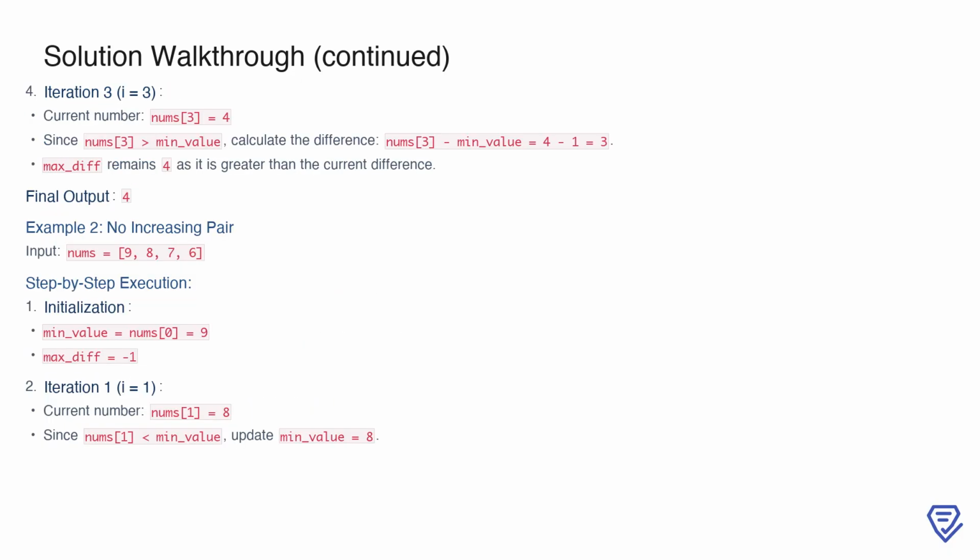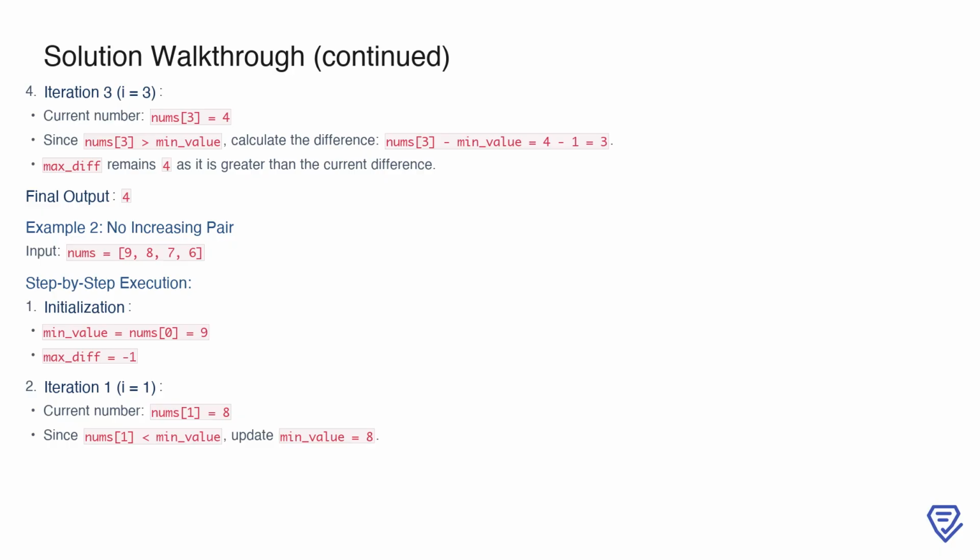Now, we proceed to nums[3], which is 4. Here, 4 is greater than the current min_value of 1, so we calculate the difference, 4 - 1, which equals 3. However, this difference is smaller than the current max_diff of 4, so max_diff remains unchanged. After completing all iterations, the maximum difference between any increasing pair in the array is 4.